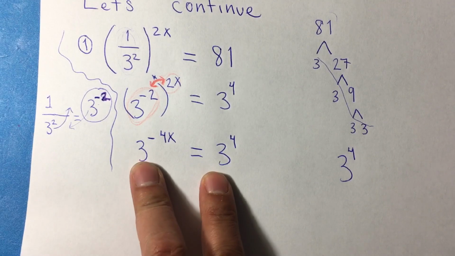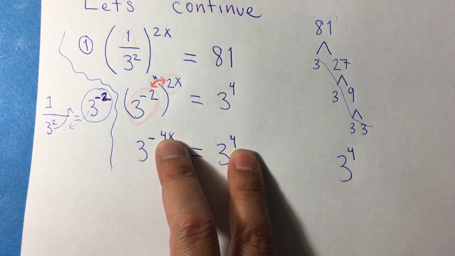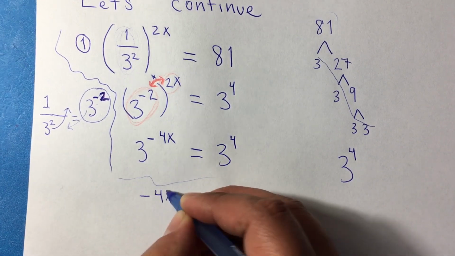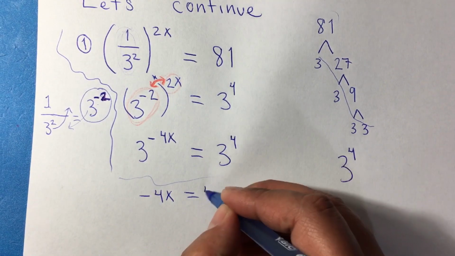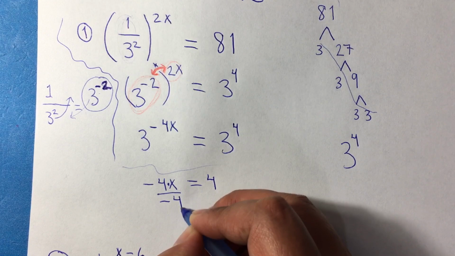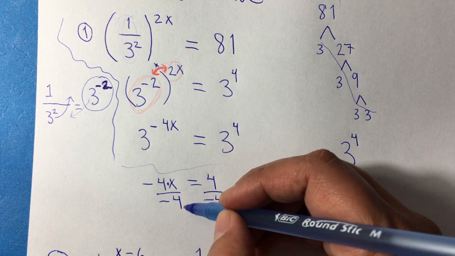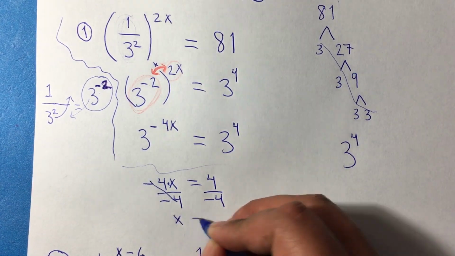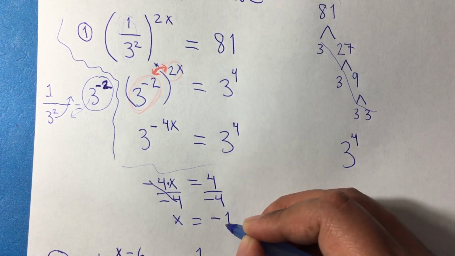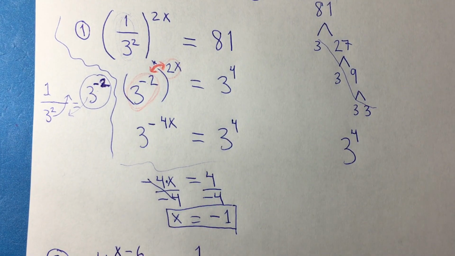And from the previous lesson, if you recall, once you have the same base, then you can form an equation with the exponents. So negative 4x equals 4. If we're multiplying, the opposite of multiplication is division. Remember that in division and multiplication, we bring the sign with us. So negative 4x divided by negative 4 is positive x. Positive 4 divided by negative 4 is negative 1. So the answer or value of x is negative 1.